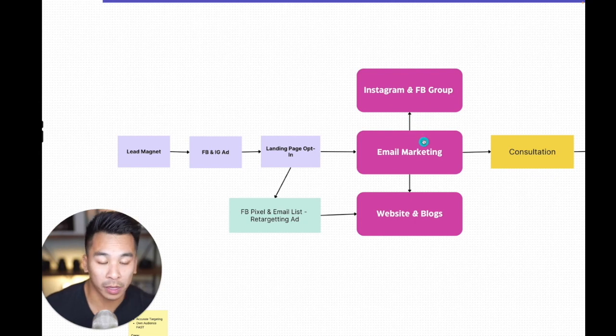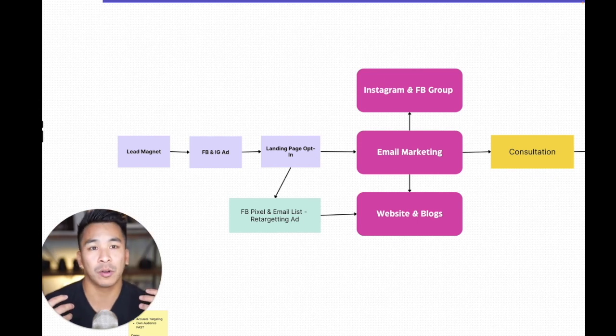And from that email marketing funnel, we can cross-pollinate these leads to your Instagram or Facebook group. And then you can cross-pollinate them to your website and your blogs. So now they're not just on your email, they're seeing us in different areas. We're starting to build omnipresence. They're starting to see us everywhere.